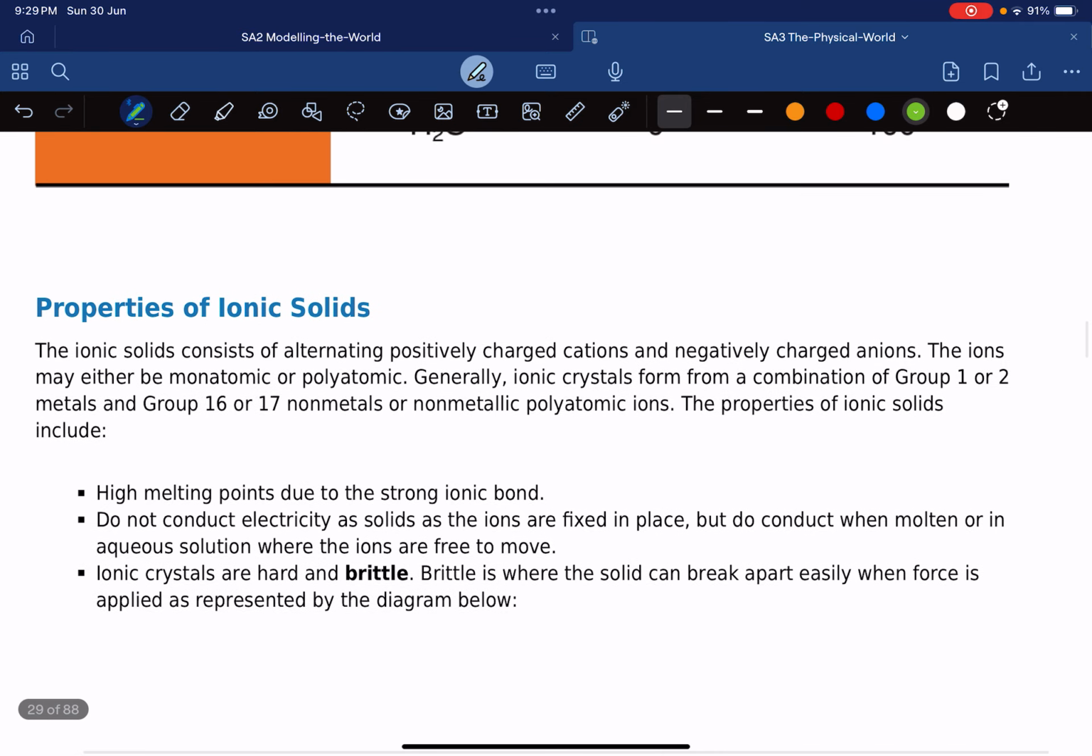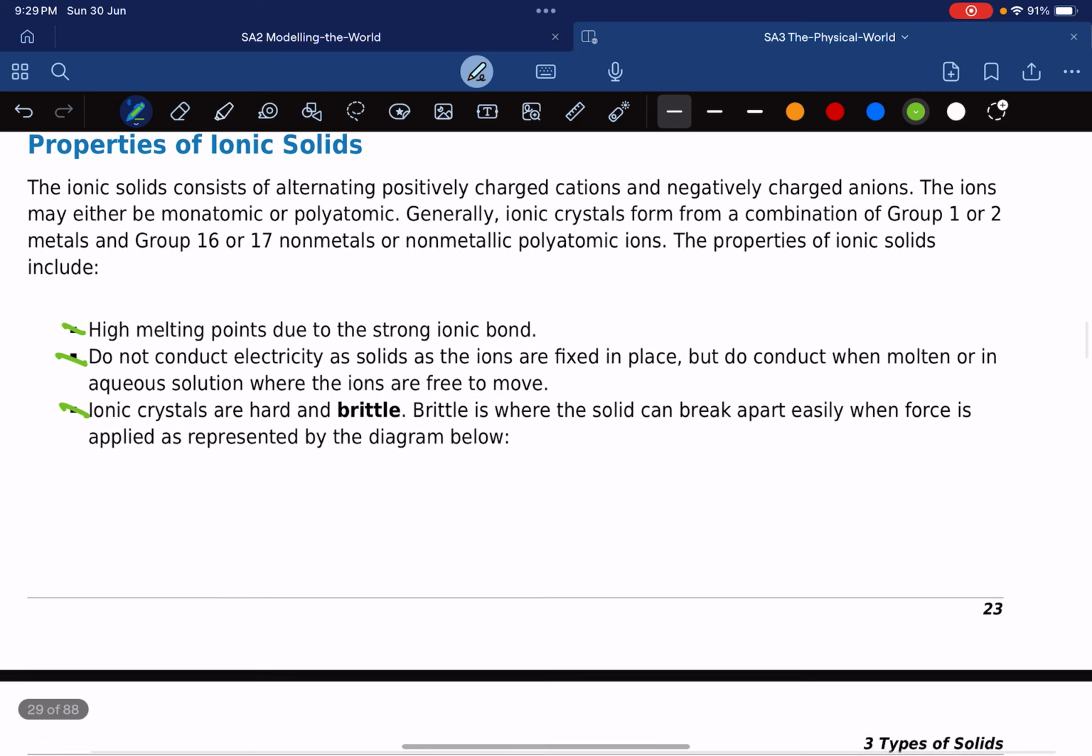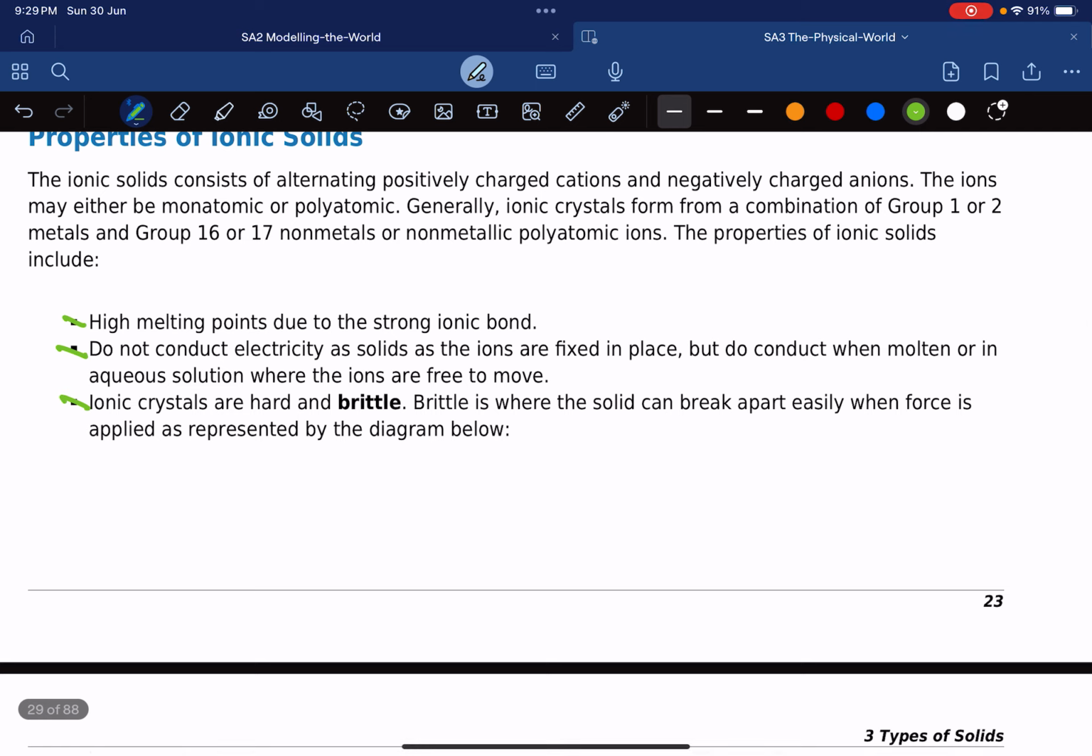Very quickly we'll just go through the properties of ionic solids. They have high melting points, because ionic bonds are very strong. They do not conduct electricity in solid state because the ions need to be free moving. So you need to have the positive and negative ions free moving for them to be able to conduct electricity. Ionic crystals are hard, but they are brittle.